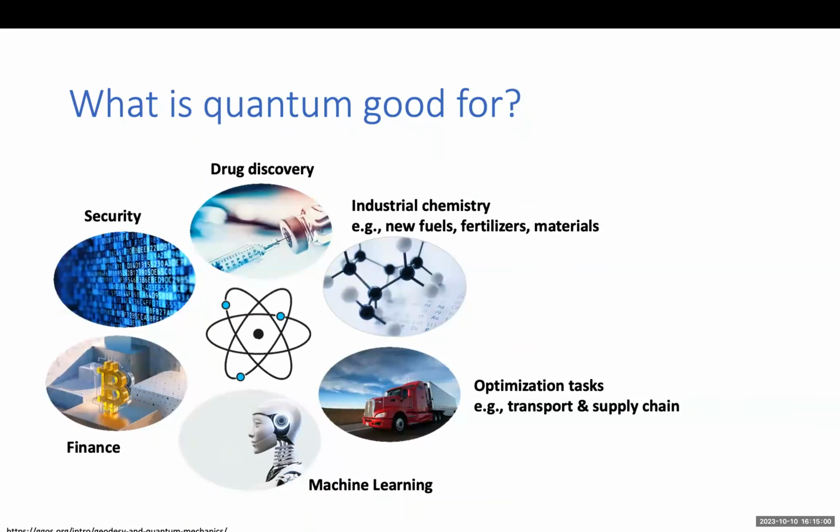So, what is quantum good for? It has the potential to be useful for a wide variety of research, scientific and medical applications. For example, drug discovery is definitely one of the key areas driving quantum. There's also opportunity in industrial chemistry through material science research, optimization tasks in transport and supply chain, some intersections with machine learning, and also applications to finance, security, and more.